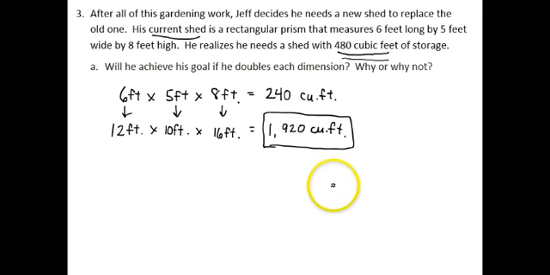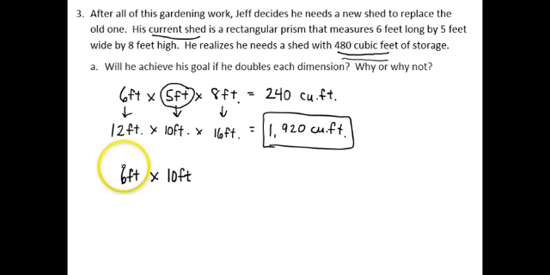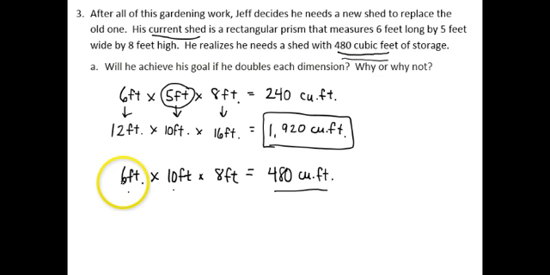What he really needs to do is just double one of the dimensions. For example, if we kept the 6 feet the same, but then doubled the 5 feet, that makes it 10 feet, and kept the 8 feet the same, let's see what we get. Well, 6 times 10 is 60. 60 times 8 is 480 cubic feet. So there's the measurement he wants. So if you want to double the volume, you can only double one of the measurements, not all three.